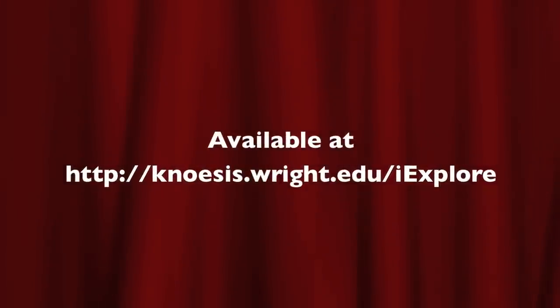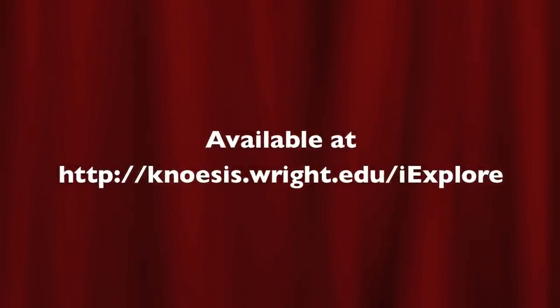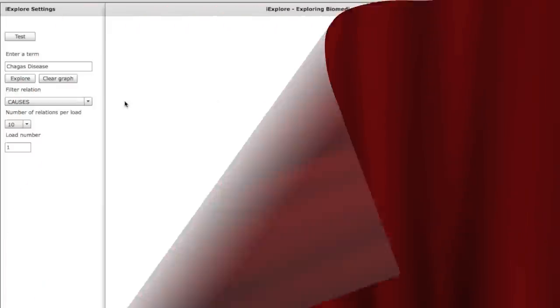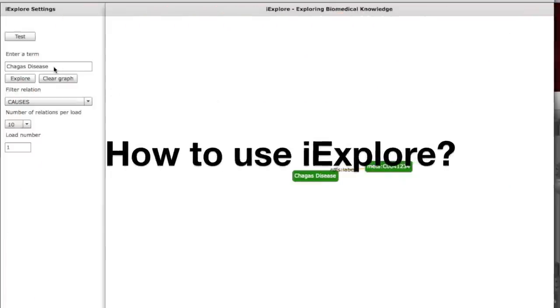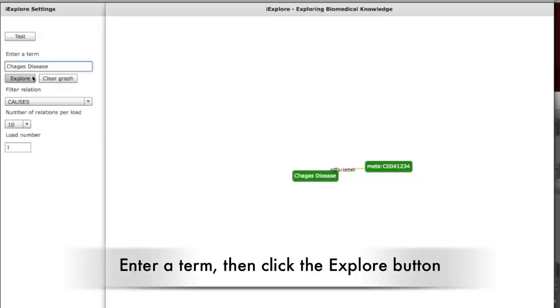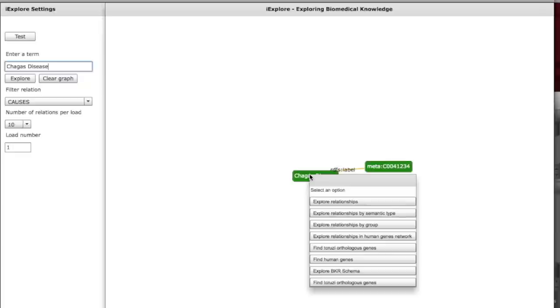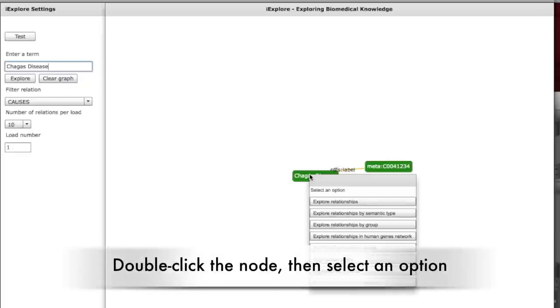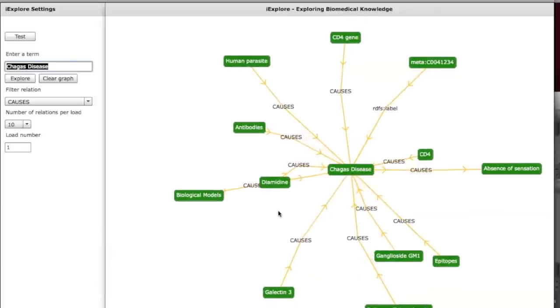iExplore is available at noesis.wright.edu/iExplore. Once you launch iExplore, you can enter a term into the text box on the left-hand side and click the Explore button. The right box will show you a graph of semantic predictions that contains the term that you have given. You can continue to explore any concept in the graph by double-clicking on the node and selecting an option to explore the relationships.